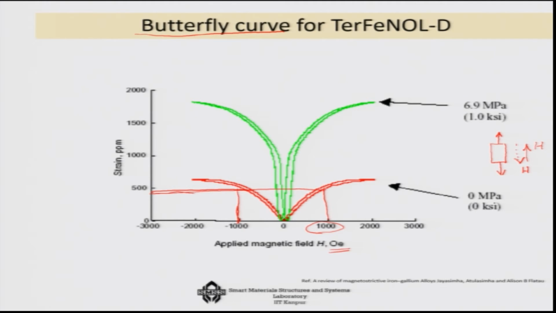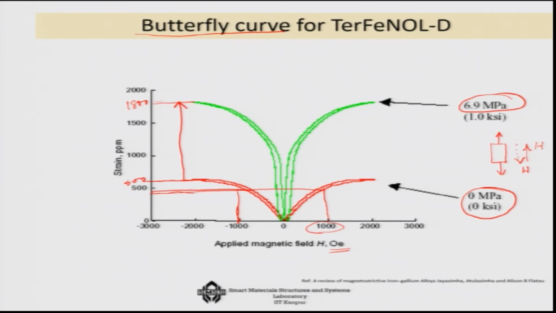The other thing that you can see here is that if I increase the pre-stress level from 0 MPa to 6.9 MPa, look at the maximum strain value: something like 600 here, and it will go to something like 1800 here. So, it increases this much if I apply a pre-stress on the system. That is something that we also try to take advantage of.